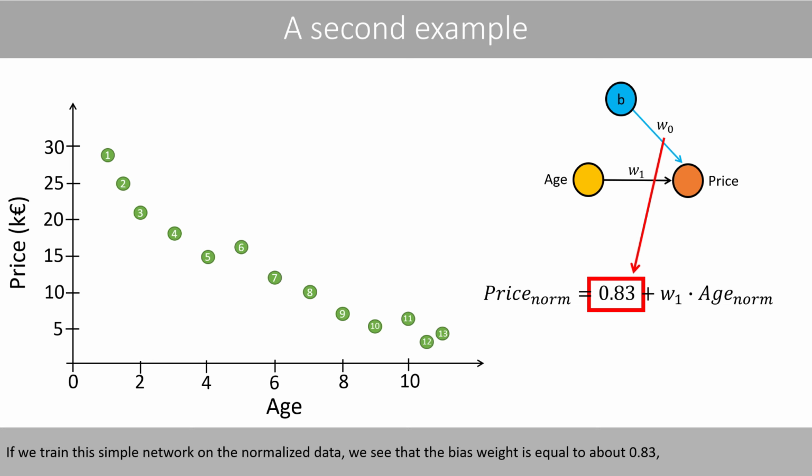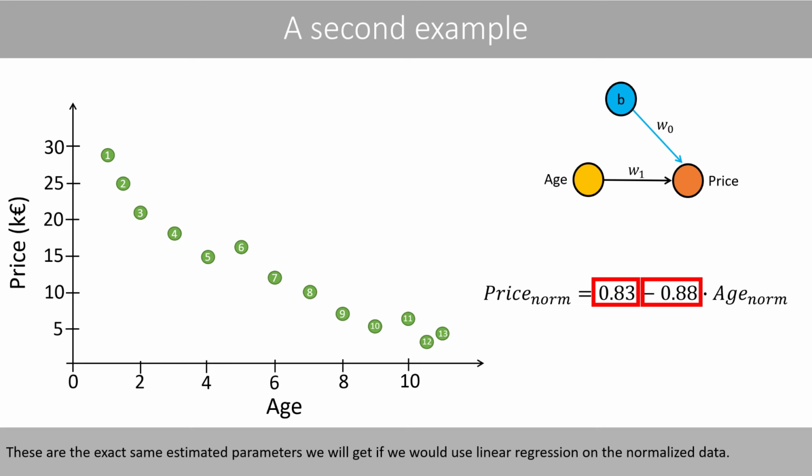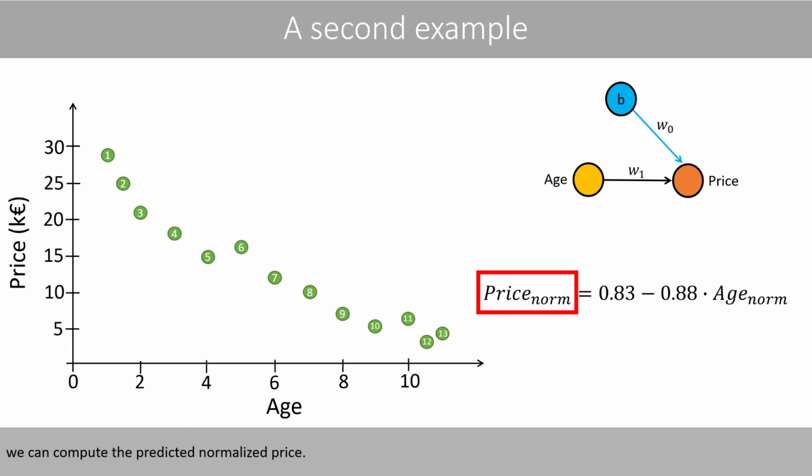If you train this simple network on the normalized data, we see that the bias weight is equal to about 0.83, and that the weight associated with the input node is about negative 0.88. These are the exact same estimated parameters we will get if we would use linear regression on the normalized data. By changing the value of the input node between 0 and 1, we can compute the predicted normalized price.